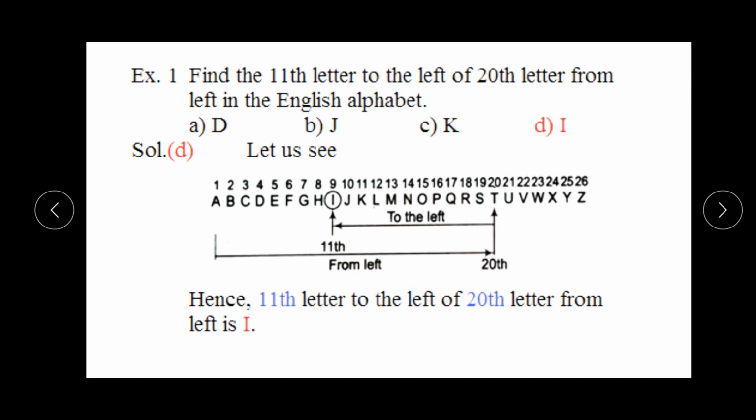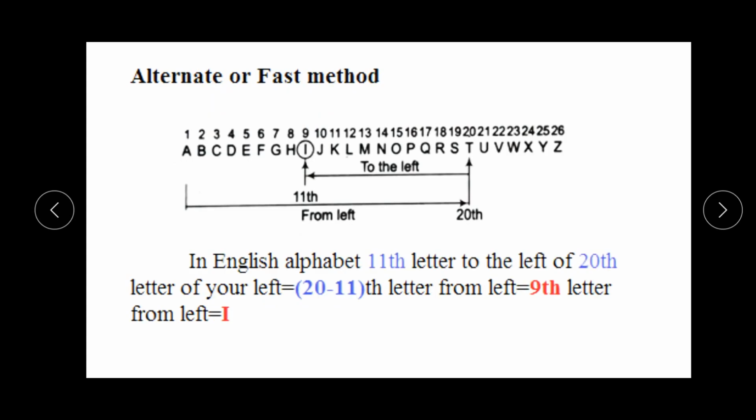What we can do is from 20 we can subtract 11, and the remaining is 9. It means from the left side we can find the ninth letter, and that is the same alphabet. We can see like this. Here also, the 11th letter to the left of the 20th letter from the left is 20 minus 11 from the left. It means the ninth letter, that is I. To save time, we will not go up to 20th and again go to the left side at the 11th letter.